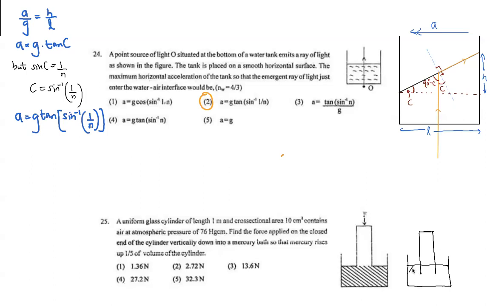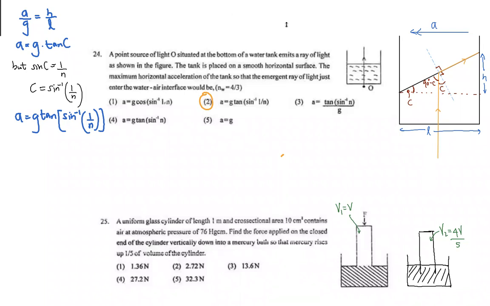Okay, so what law are you going to use here? Here we have the volume V1, I'll take it as V. Now the new volume is 4V by 5. Do you agree with me? The mercury rises up to 1/5 of the volume of the cylinder, so 4V by 5 is the volume of air. So what law should we use here? I think we can use Boyle's law, right?